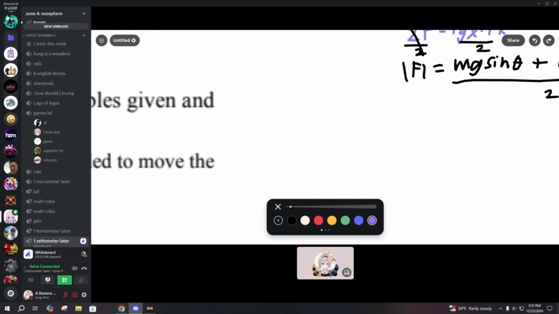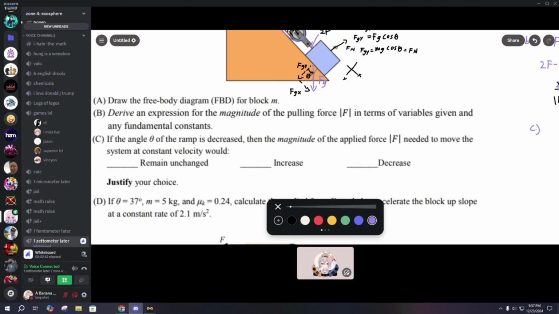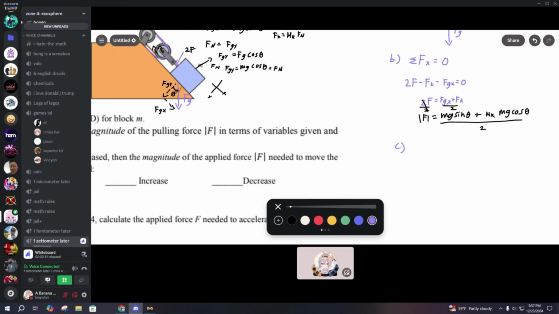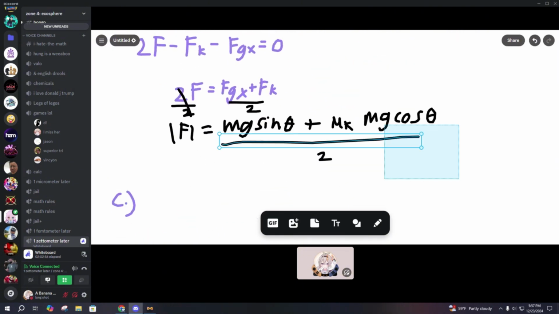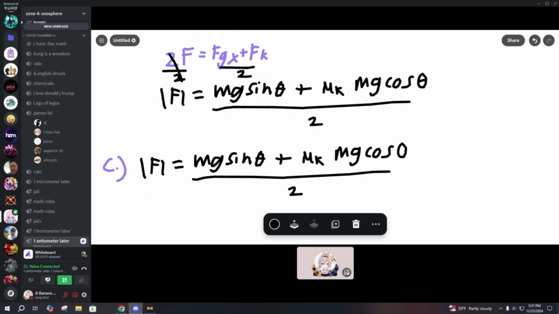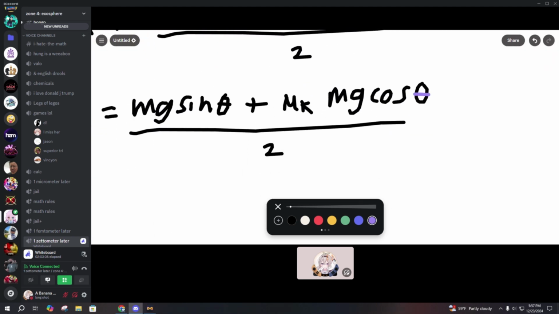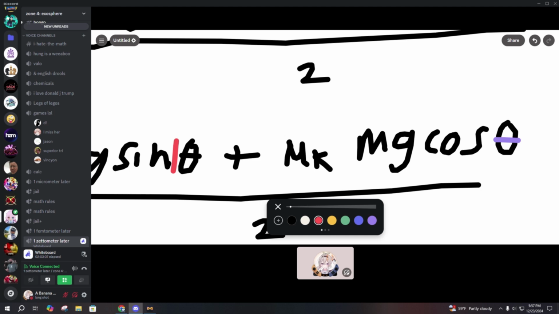Let's go on to C. Now for C, they say if the angle of the ramp is decreased, what happens to the magnitude of the applied force, right? Well, this is my expression for the magnitude of the applied force. Bring that down, because I'm going to be looking at that. Now, if the angle were to decrease, so that's saying these thetas right here, I'm just going to show that they're decreasing.